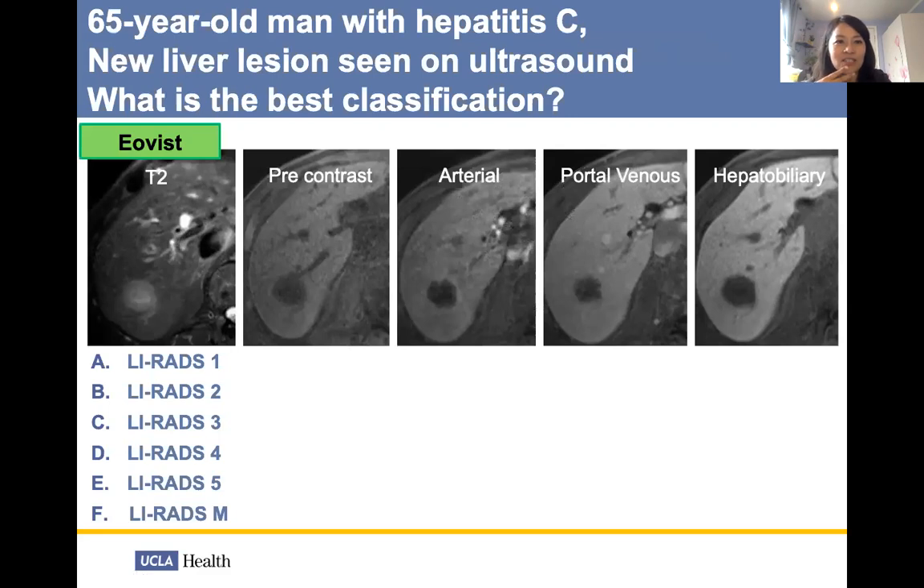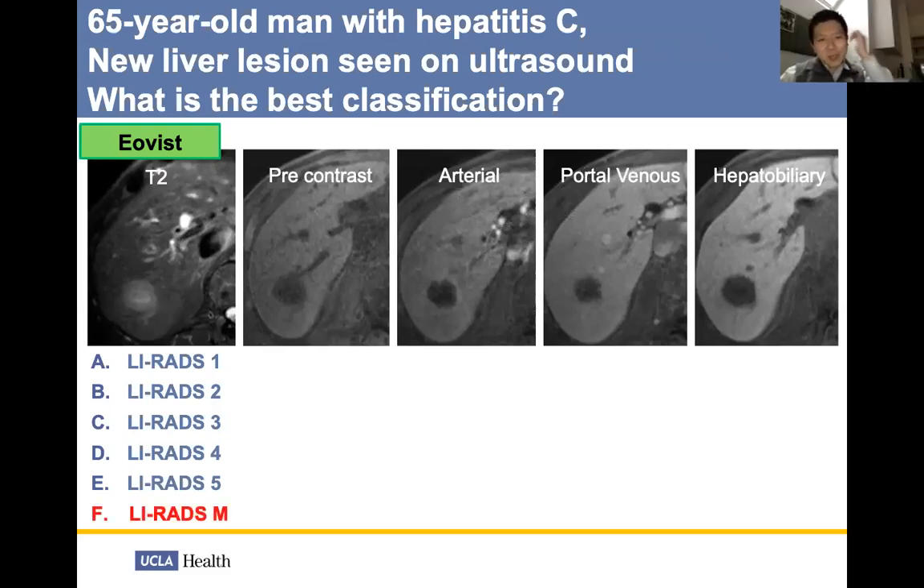Hep C liver lesion, best classification. It doesn't enhance really. It doesn't really wash out either. And it doesn't take up Eovist. And it's T2 intermediate. So it can't be 4 or 5 because it doesn't really enhance or wash out. But it doesn't look benign. So I would give this an M. LR-M, malignant, needs biopsy. That's correct.